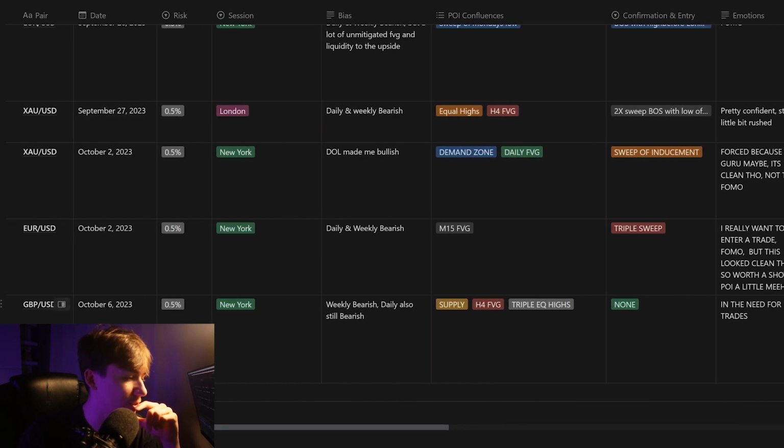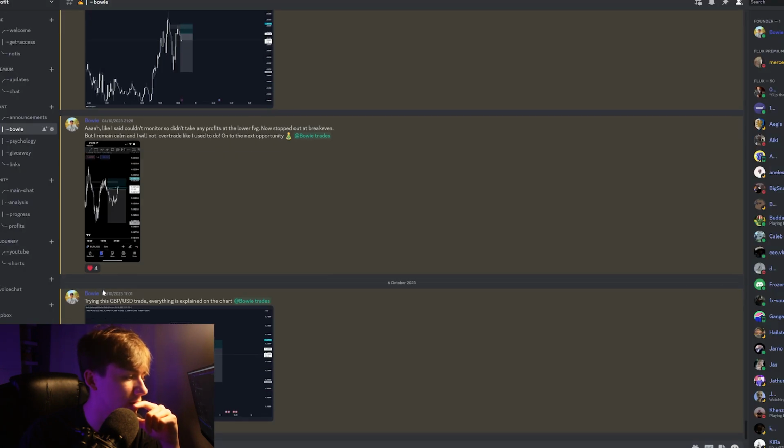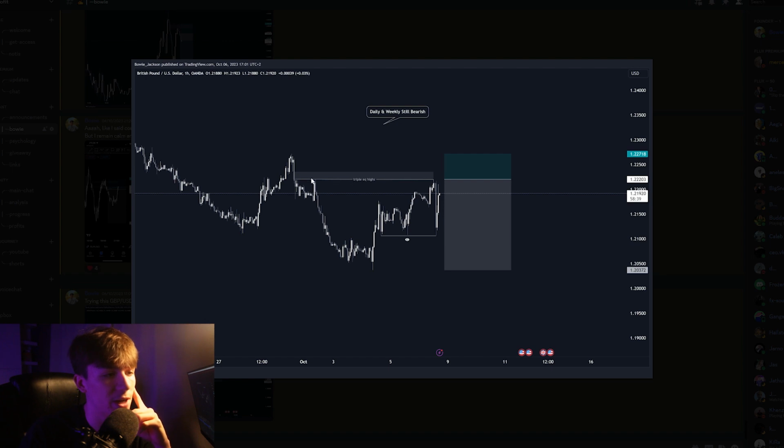Then this trade I took Friday. What was this? Let me see in the Discord. Yeah, basically this is the last trade I shared. We have triple equal highs right here with a supply zone and a fair value gap, so a nice point of interest because we're still bearish on the daily, and the weekly is also still bearish. I was looking for shorts, with the objective being triple equal lows below a fair value gap.